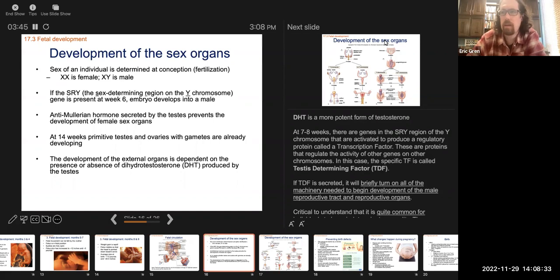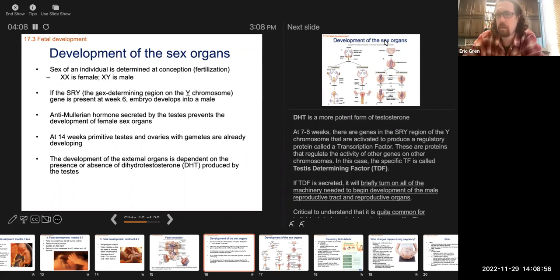The next thing we want to look at in fetal development, I think this is really interesting, really relevant to our world today, and you'll start to see why that is. And that concept is really how the fetus develops into, in most cases, either a male or a female, okay?